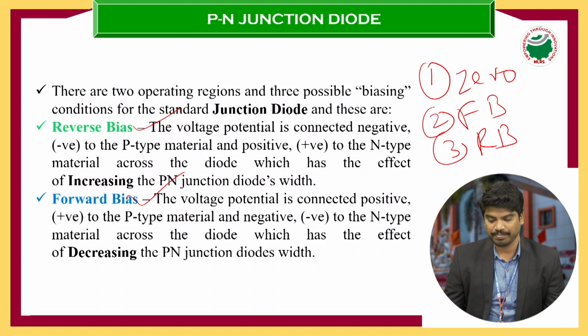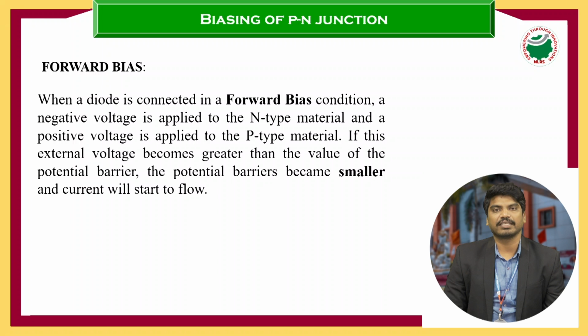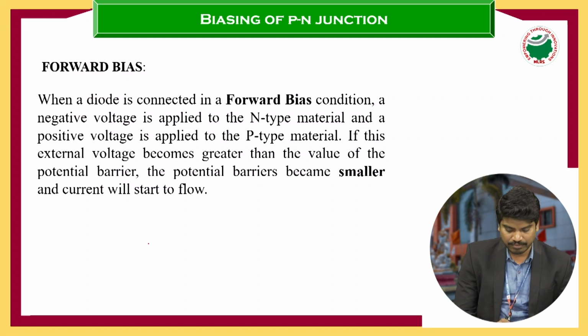See, forward bias means we are going to apply the positive terminal to the P side, that means the anode, and the negative terminal to the N side. Negative terminal means the negative terminal of the battery. Let us see what that means.